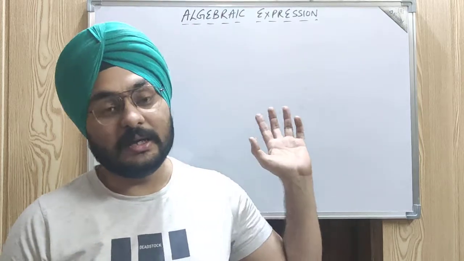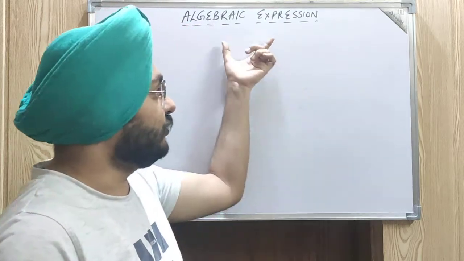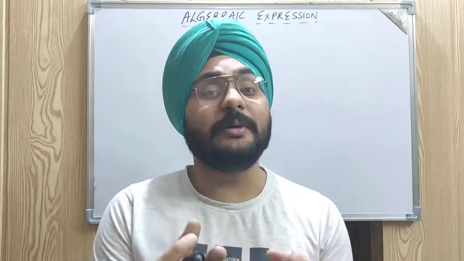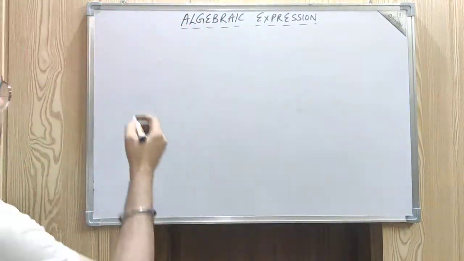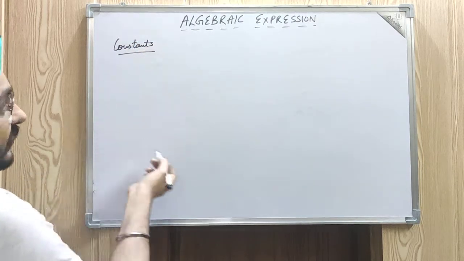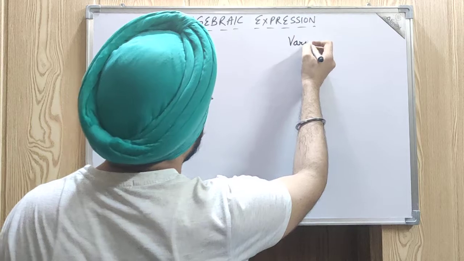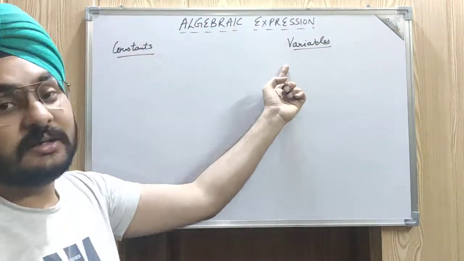So today we'll be starting with the new chapter, algebraic expression. Okay, so what do you mean by first this algebraic expression? Before going to algebraic expression, we'll be discussing the things which we'll be using in this algebraic expression. Okay, starting with the first, the constants. These terms you have listened to and have used, constants and variables.